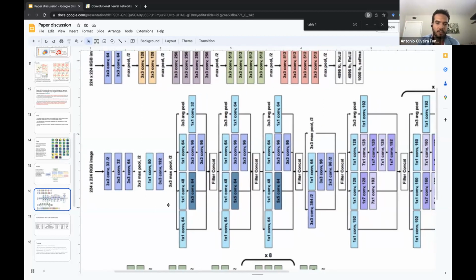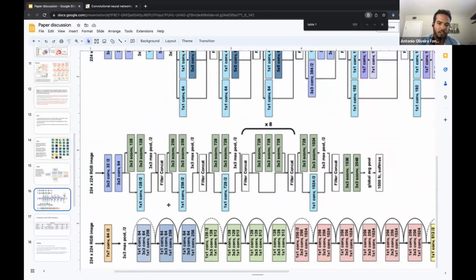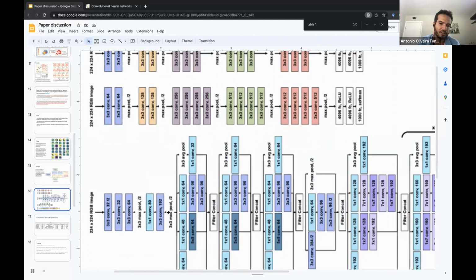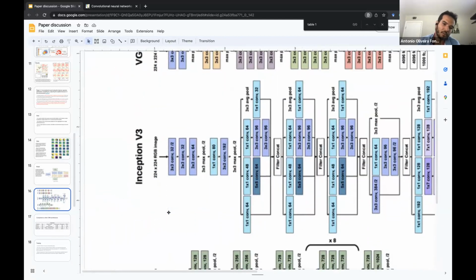And in fact, here I also added some other architectures that are kind of popular as well in this slide, which are called the ResNets.